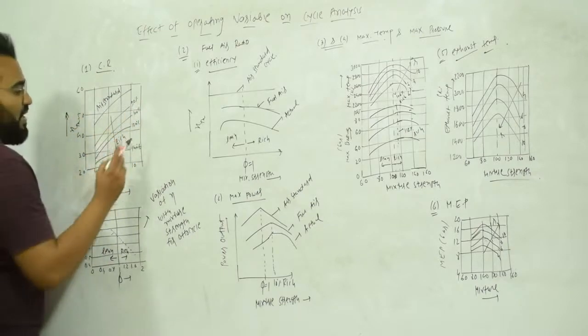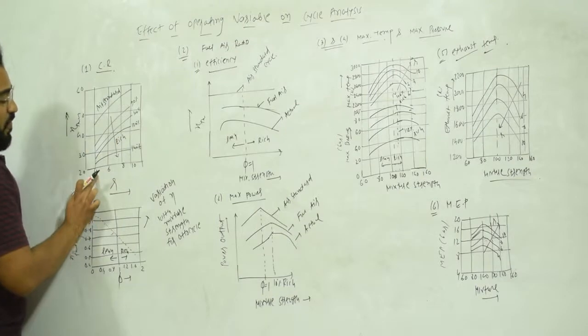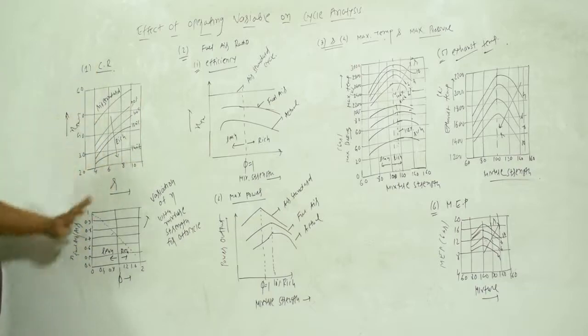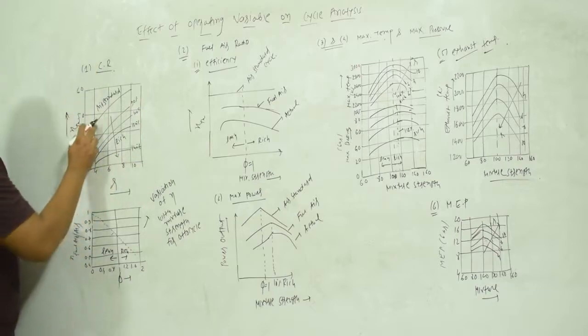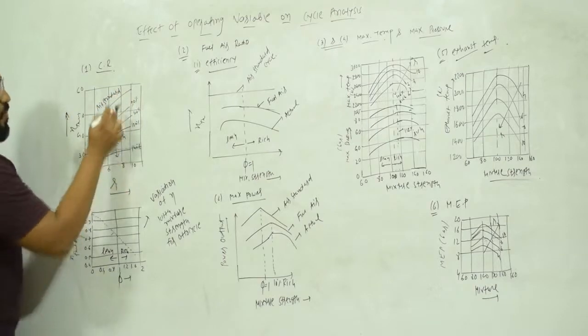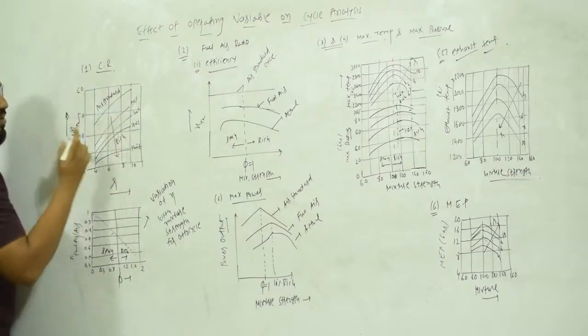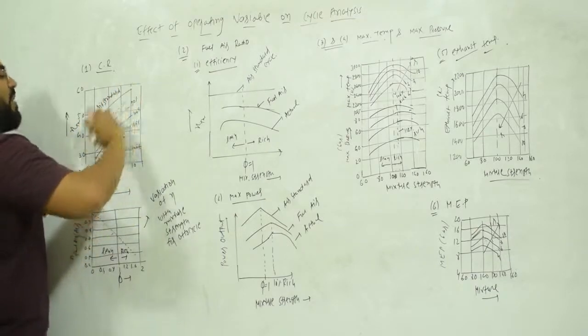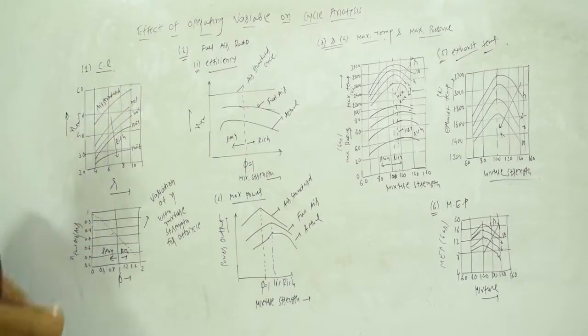You can see that this is 4 compression ratio, this is 6, this is 8, and this is 10. So if you increase the compression ratio, the efficiency is going to increase. This is the first thing. For 4, the air standard efficiency is over here. For 6, efficiency over here. For 8, efficiency is over here. For 10, efficiency is over here. For both the air standard and fuel air cycle, if you increase the compression ratio, efficiency is going to increase. This is the first thing.